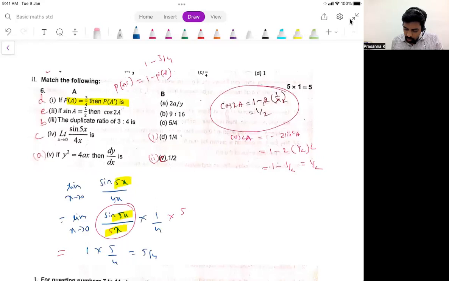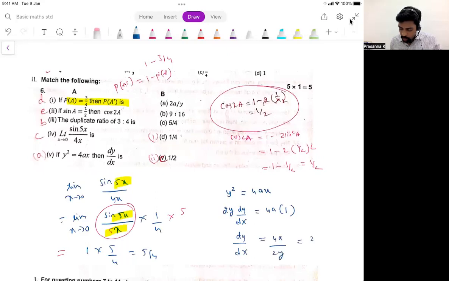Then fifth question, y square equals 4ax, then we need to find the value of dy by dx. So differentiation of x square is 2x. Like that, differentiation of y square is 2y into dy by dx. 4a is a constant, write down as it is. Differentiation of x is 1. Therefore, dy by dx equals 4a divided by 2y. If you simplify this further, you will get 2a divided by y.